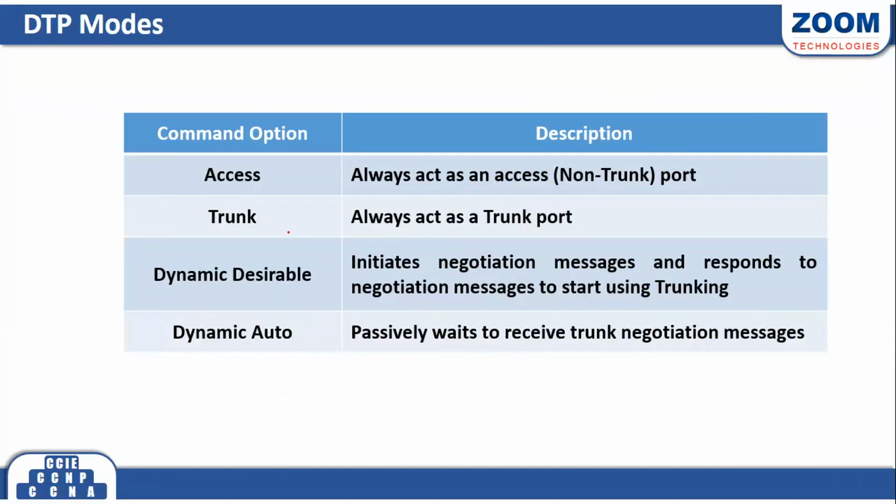Dynamic desirable initiates negotiation messages and sends them, and also responds, not only initiating but responding to negotiation messages to form a trunk. So with one side dynamic desirable and the other side default dynamic auto, this combination will form a trunk. Or you can also configure trunk. It's just a small feature in Cisco switches. In normal switches, we can configure trunk on both sides.